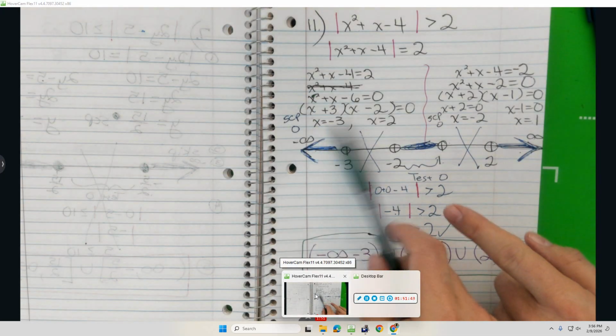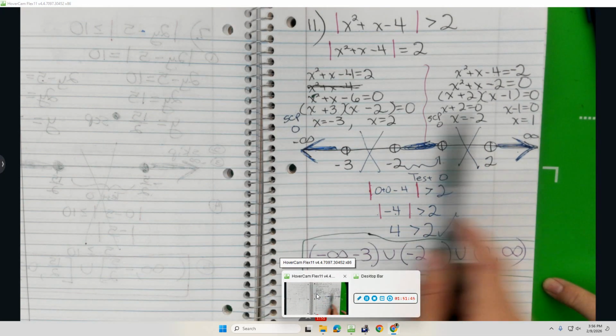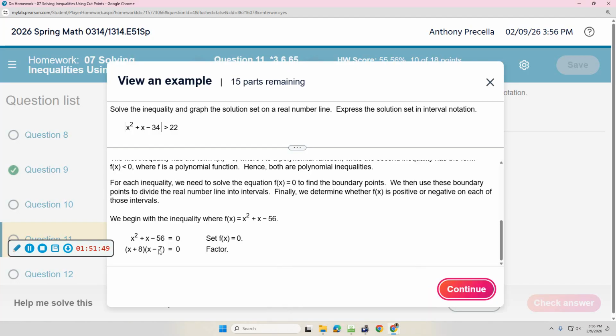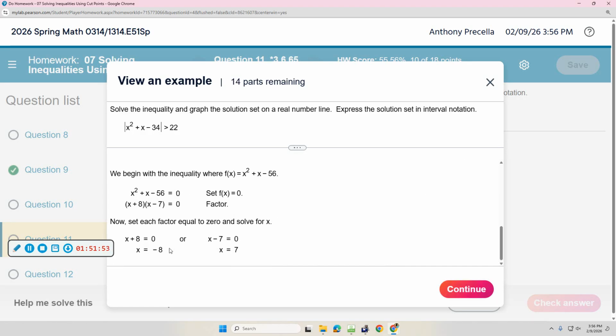Do y'all agree that in my method, the messiest part is the factoring? They still have to do that. Okay? Right, they did what? They factored this one to get the first 2 cut points.